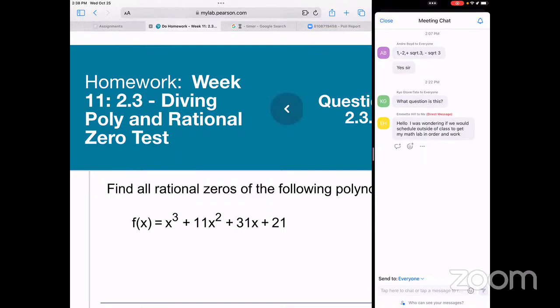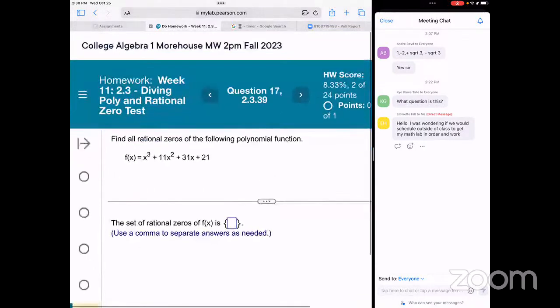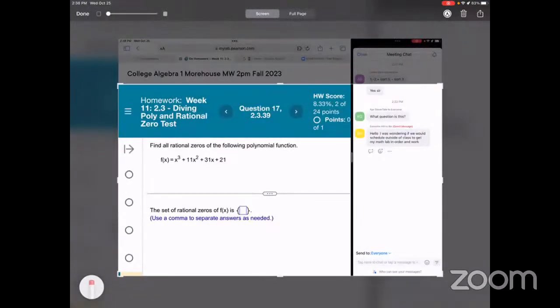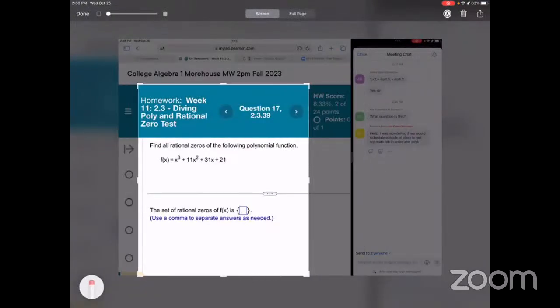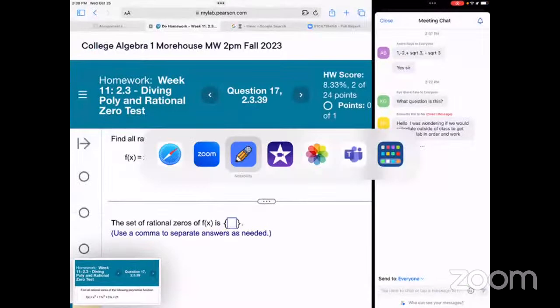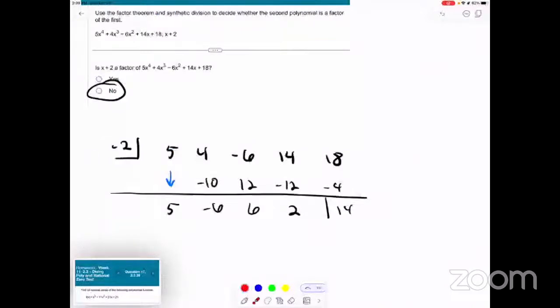Find the rational zeros. Okay. Let's get a copy. This will be the last one for the day. Okay. So we're asked to find the rational zeros, right?